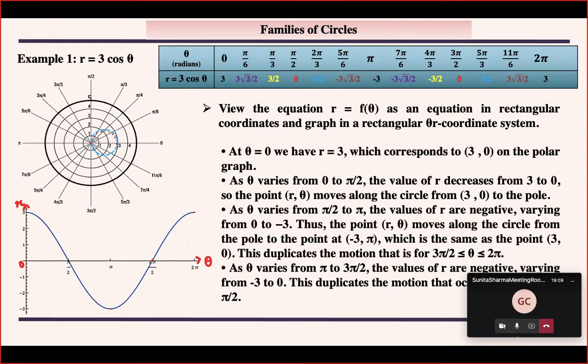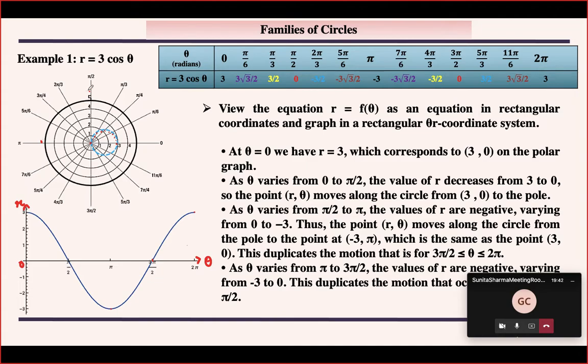Okay. Next point, it says that when theta is changing from pi by 2 to pi, the values of R are negative, and they are decreasing from 0 to minus 3. So at pi by 2, the value was 0, which we have already seen. From pi by 2 to pi, your R is negative. So negative means, pi by 2 to pi is this quadrant.